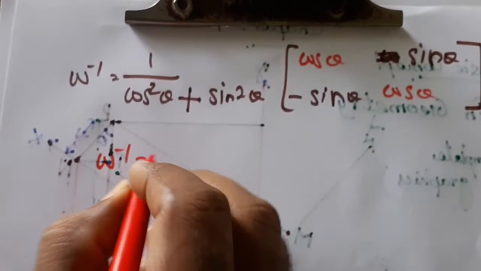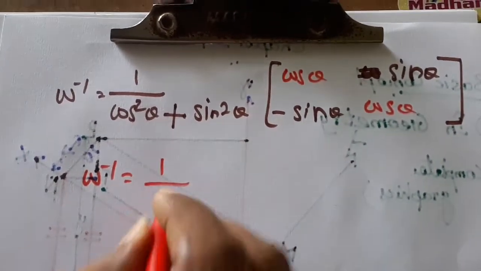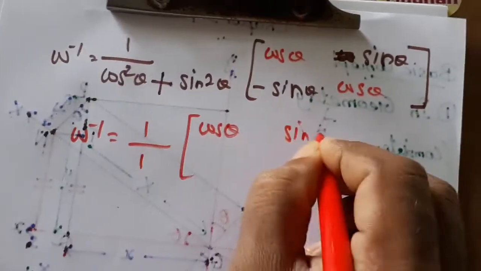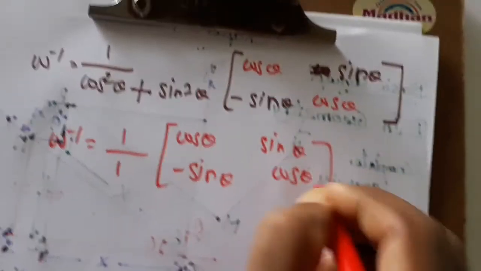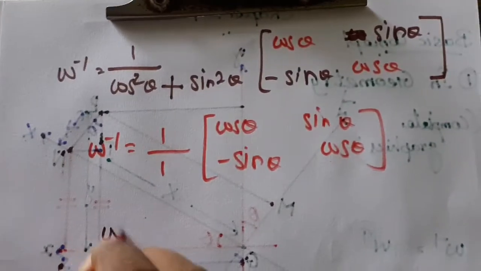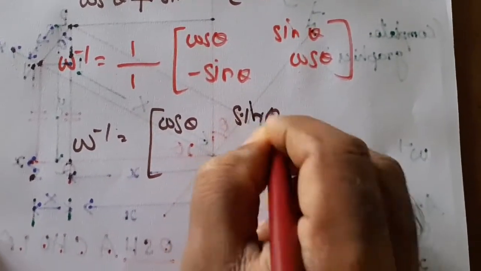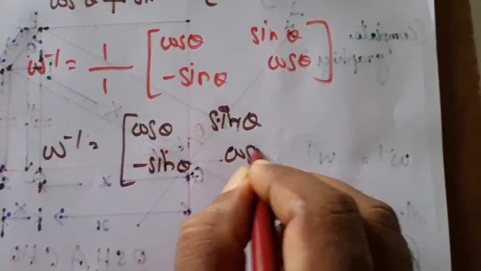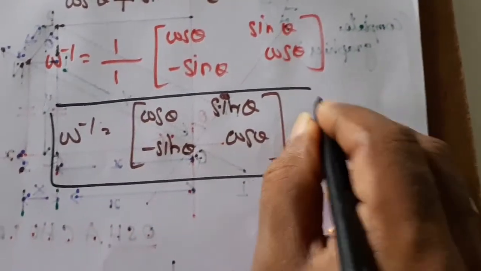Therefore W inverse is equal to 1 by, already we know the basic identity, sin square theta plus cos square theta, which means the value will be 1. Again cos theta, then sin theta, minus sin theta and positive cos theta. Therefore W inverse is equal to cos theta, sin theta, minus sin theta and positive cos theta. So now this is the value of the inverse of the term.